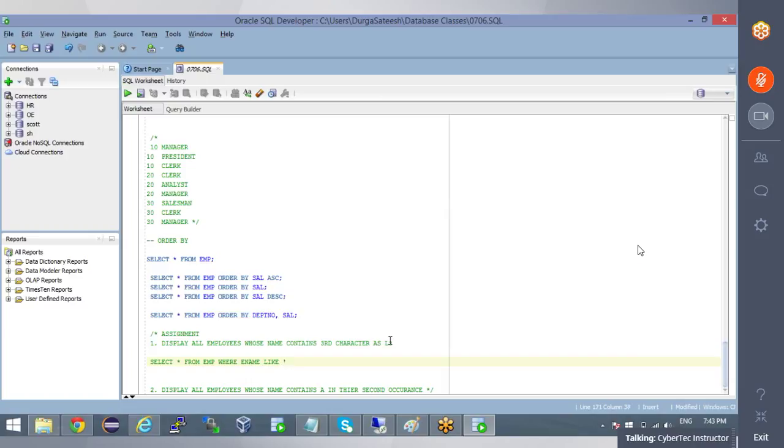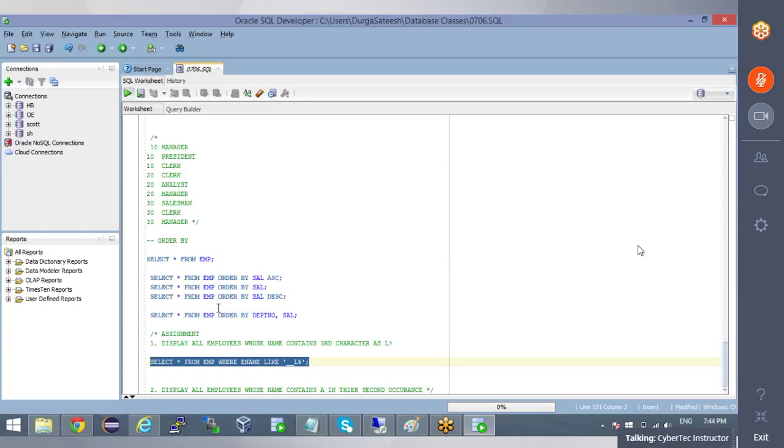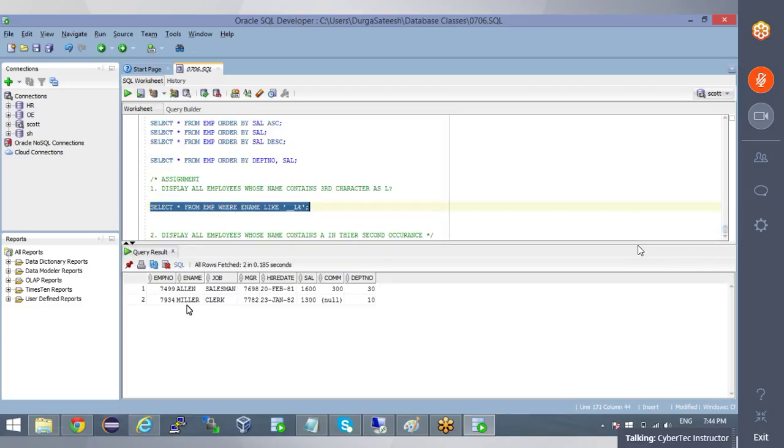All right. And I said that I need the third letter as L. I do not know the first two letters. So when I do not know first two letters, only two letters, I'm gonna go with two underscores. And I'm not bothered about the rest of the string. So I'm just gonna go with the percentage. So this is how the query is. So this will be your output for your first code. Right, so you have Allen and Miller whose name contains L in your third position.